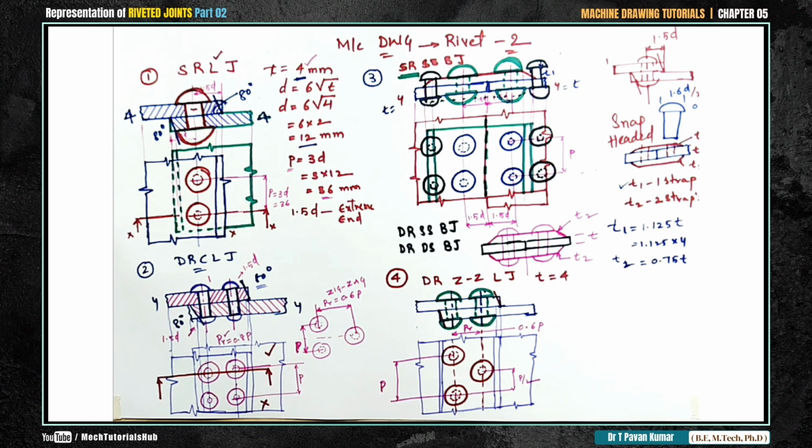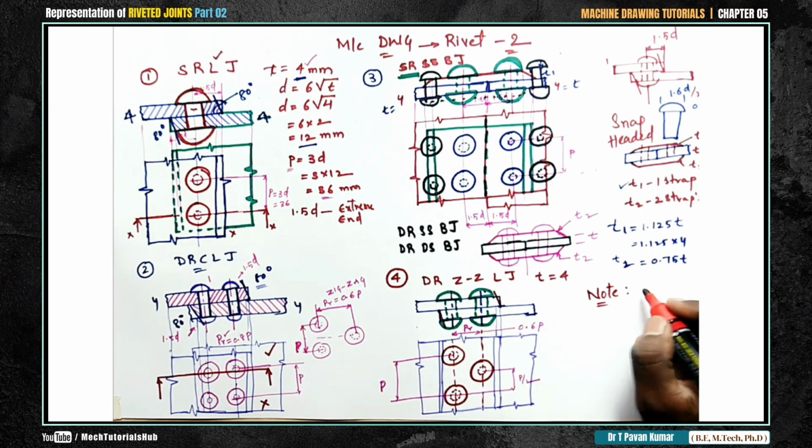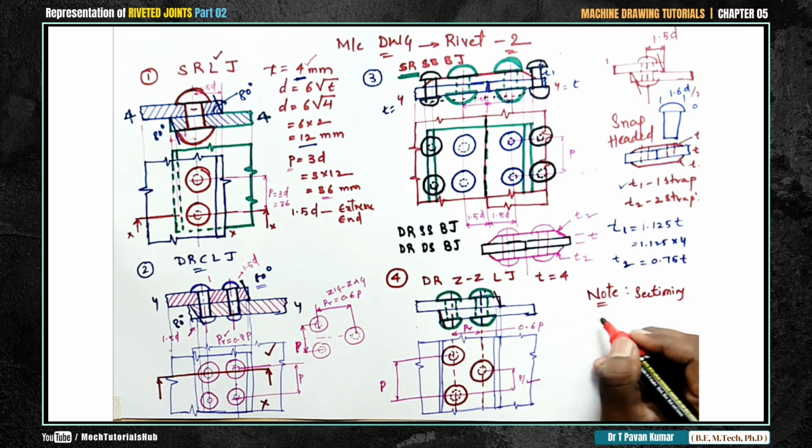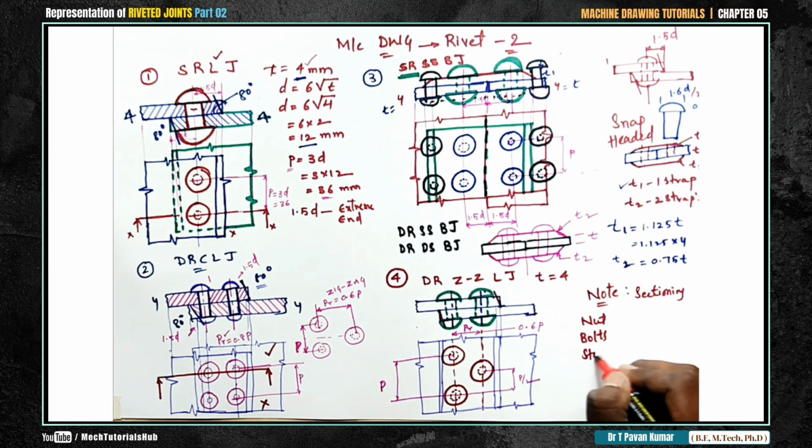What we are not supposed to hatch after sectioning. Note: for example, sectioning of nuts, bolts, studs, threads, rivets, etc. Fasteners we can call them. Fasteners should not be hatched.